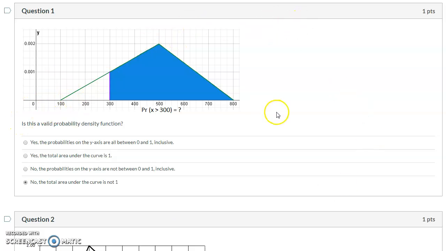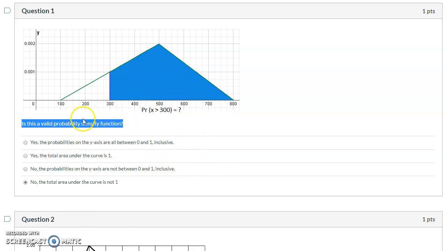This question has a triangle with a certain area of it shaded. We're looking at the probability of x is greater than 300. But the question doesn't actually ask us about that probability. Instead, it just says, is this a valid probability density function? In order for a density function to be valid, it does need an area under the curve of 1.